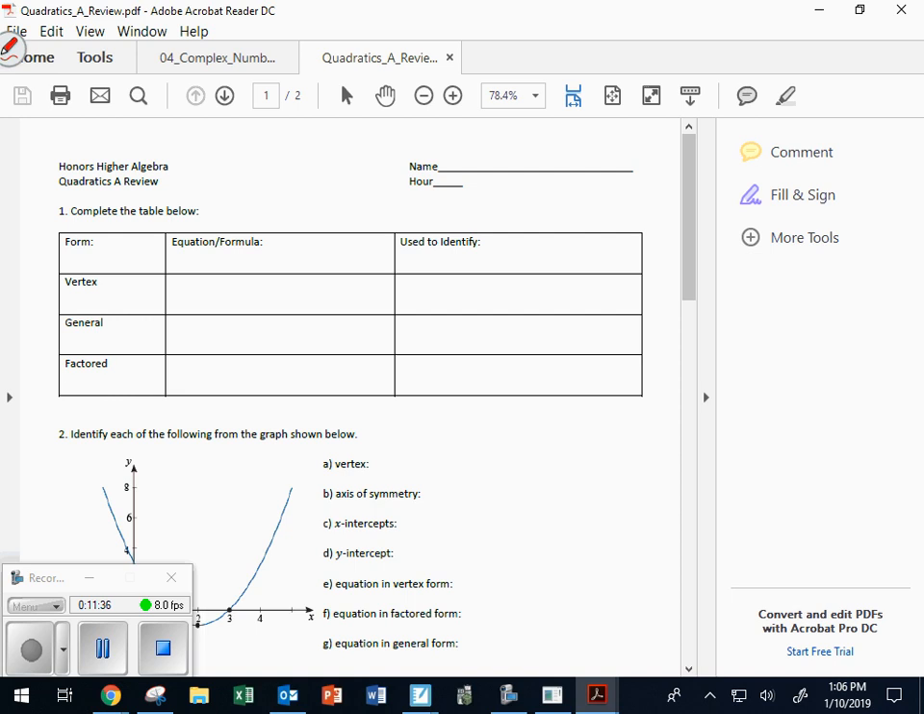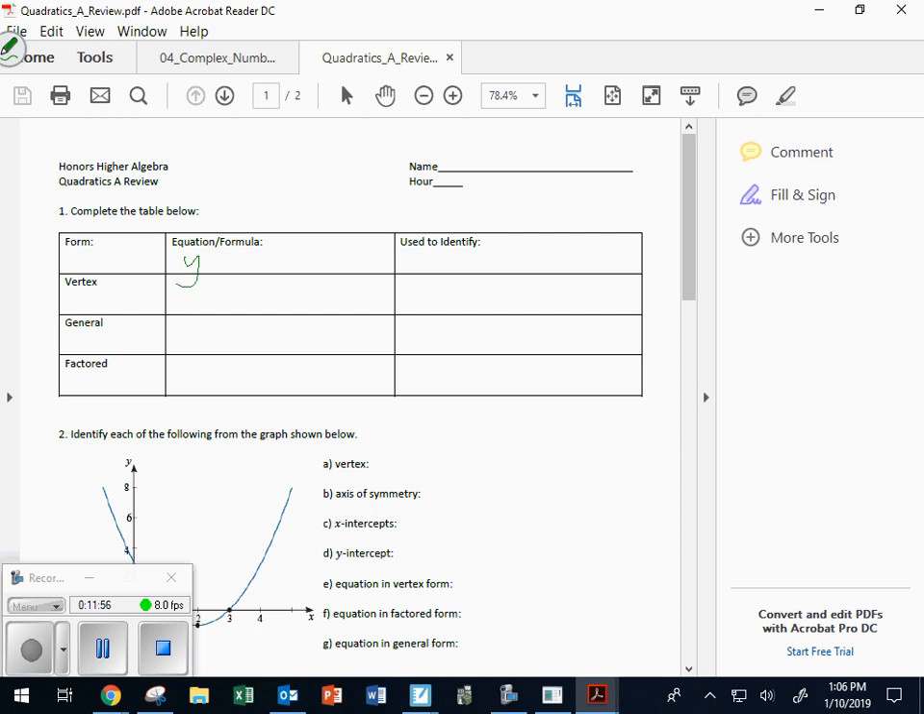Please turn your iPads my way. I want to catch somebody. All right, caught 3 people. Come on now. Get to where you're supposed to be. I'll come check on you in a minute. This is Quadratics A. Okay.